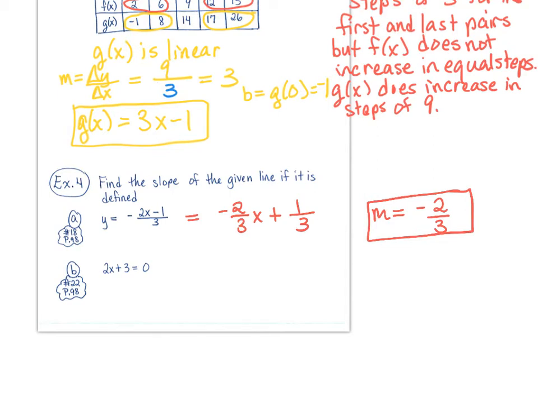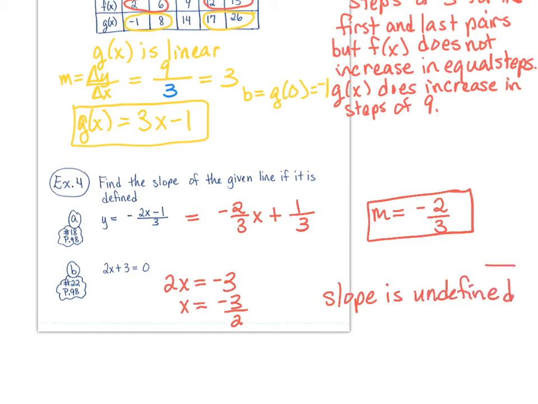Okay, so isolating the x, you get 2x equals -3, and then x is equal to -3 over 2. So, very good. Now, what can you say about this? The problem says find the slope of the given line if it is defined. What's the slope here? It's not defined. Very good. The slope is undefined.